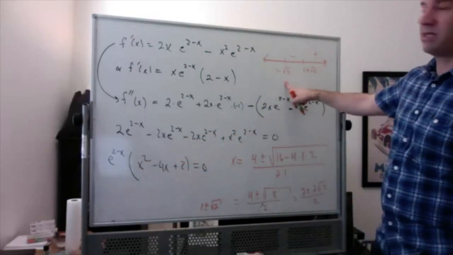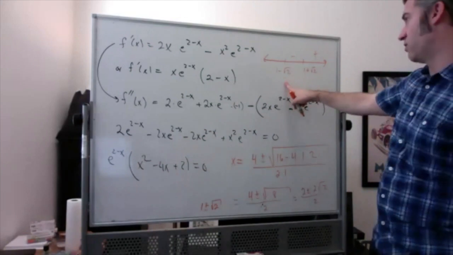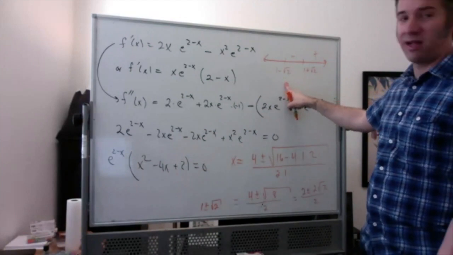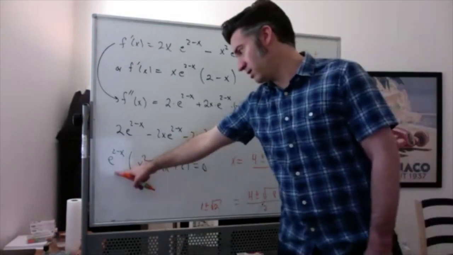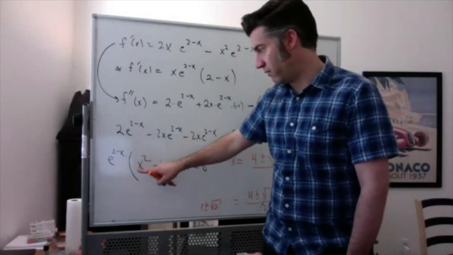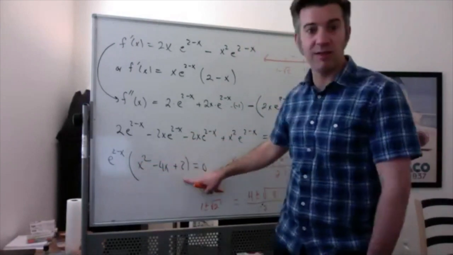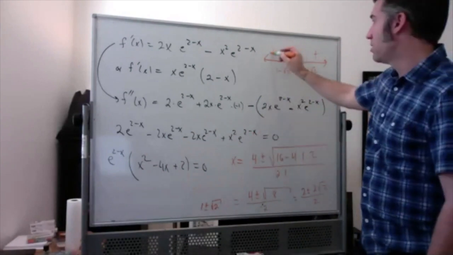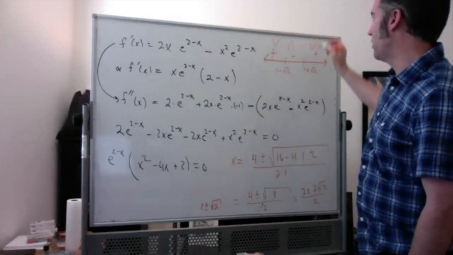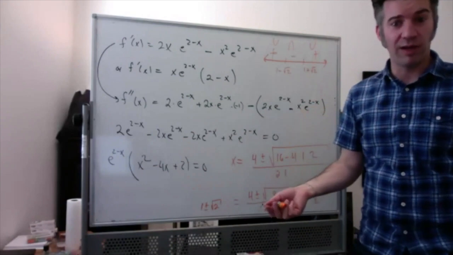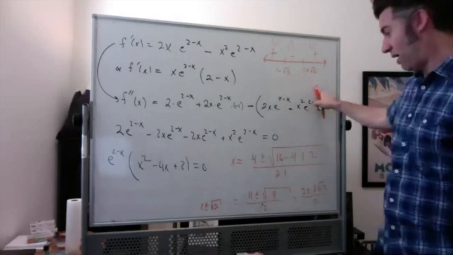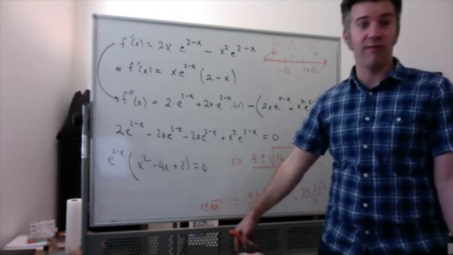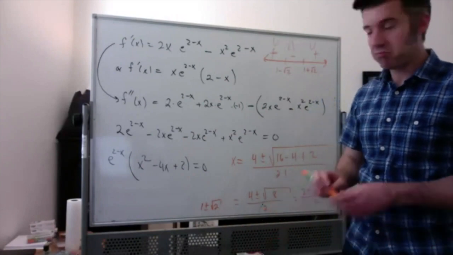And then pick something less than 1 minus the square root of 2, like, I don't know, negative 20. This part's positive. This part's 400 plus 80 plus 2 is definitely positive. Maybe I would pick negative 10. That would be easier. So it's definitely concave up, concave down, concave up. So I have an inflection point at both of these values. I have an inflection point at 1 plus root 2, and I have an inflection point at 1 minus root 2. Okay.